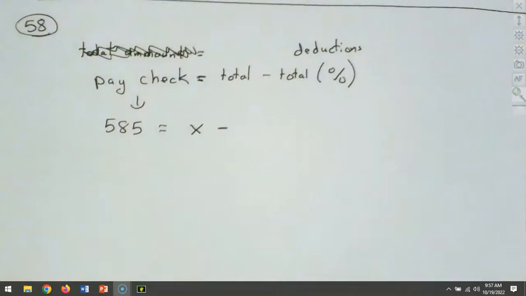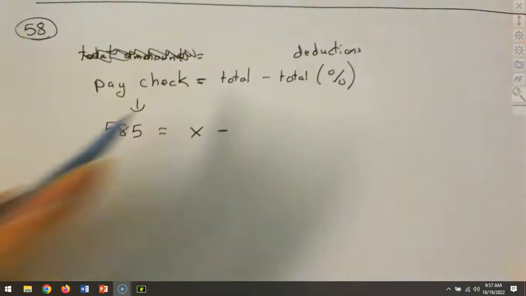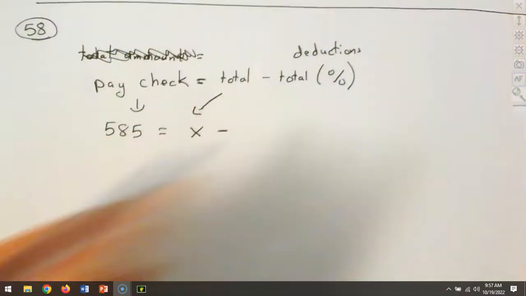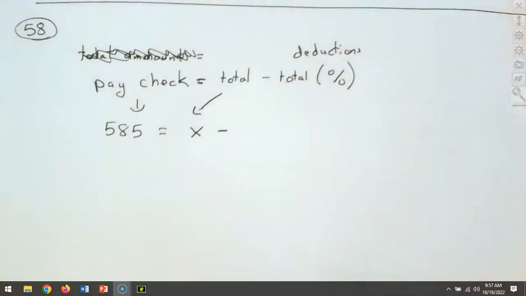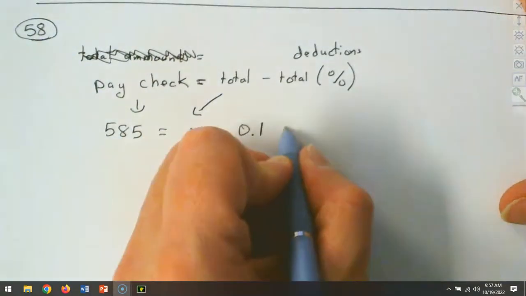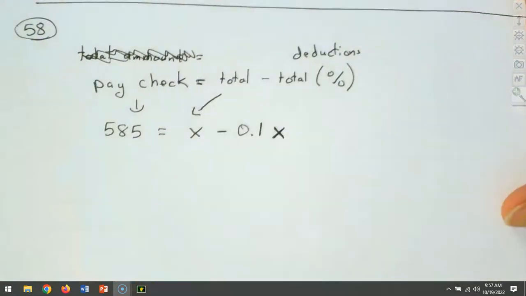Does that make sense now? Because I always try to relate things back to something you understand. We understand how paychecks work and taxes work. So we don't know what our total amount was. So that's going to be X. What about my deductions? Okay, what deduction rate do I have in this case? 10% deductions. So that's 0.1. And we don't know our total, so we have to put the X there.